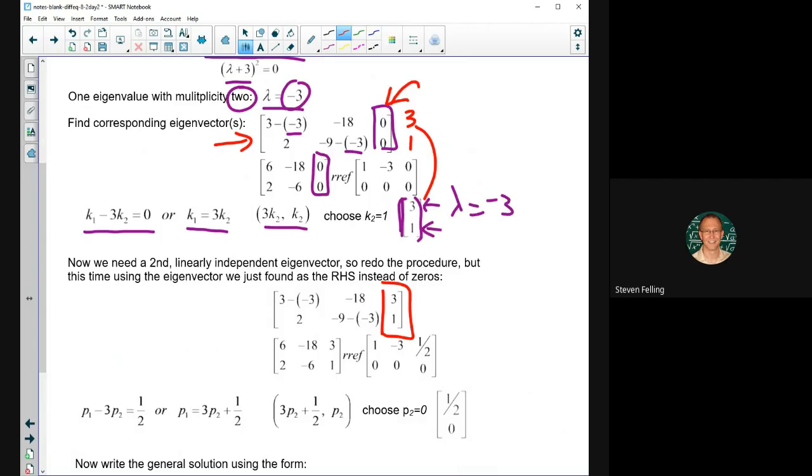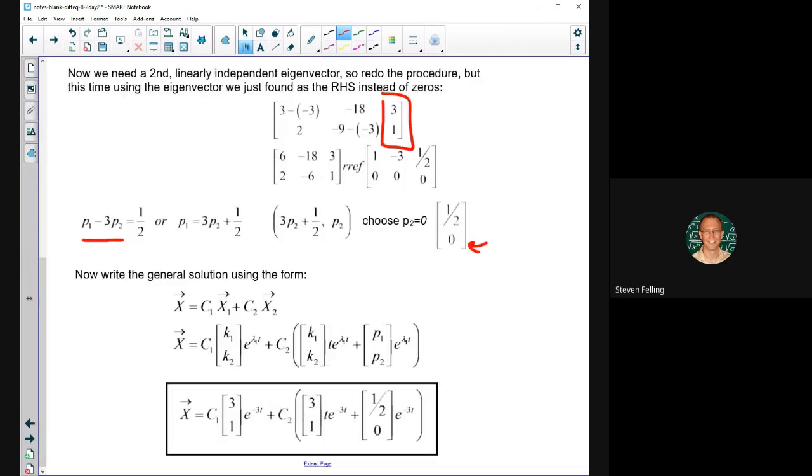We get a new equation here, which says that, now these are our values for P. So it's P1 minus 3P2 equals 1/2. And then P1 is therefore 3P2 plus 1/2. So I could choose, for example, 0 for P2, and P1 would be 1/2. You're not allowed to choose anything that would give you 0, 0, but you're welcome to choose 1/2, 0, right? You just have to have a vector with some length, right? So 1/2, 0.